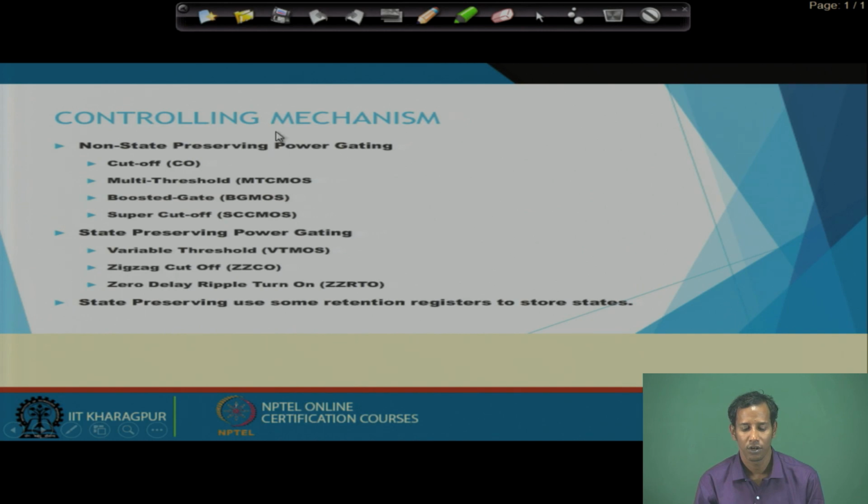Then the controlling mechanisms for this are non-state preserving power gating, cutoff, multi threshold, then boosted gate, then super cutoff.